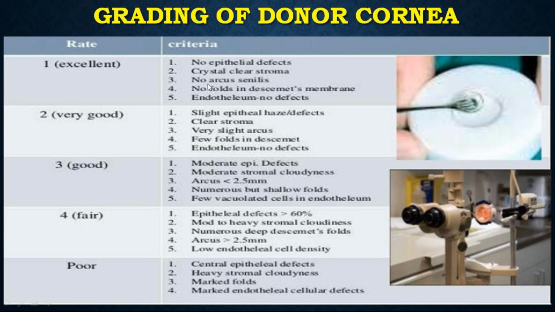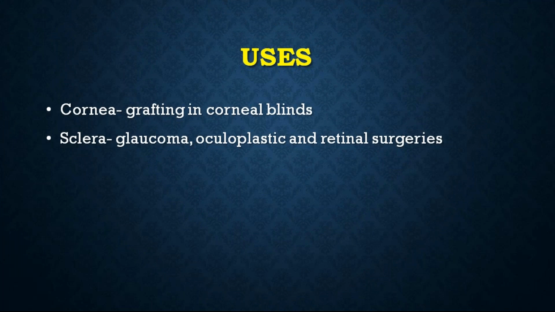Excellent means no epithelial defects, crystal clear stroma, no arcus analis, no folds in the Descemet's membrane, endothelium has no defect. That is excellent. Grading is excellent, or grade 1. Cornea is used for corneal grafting in corneal blindness. Sclera is used for glaucoma, oculoplasty, and retinal surgeries.